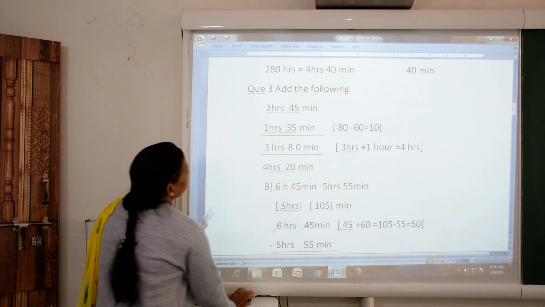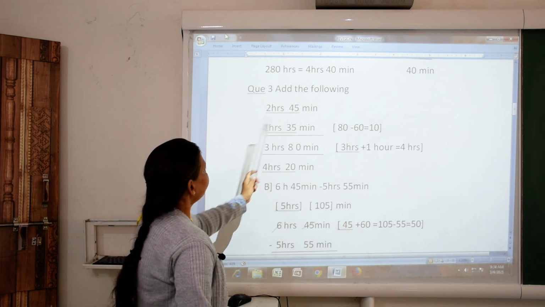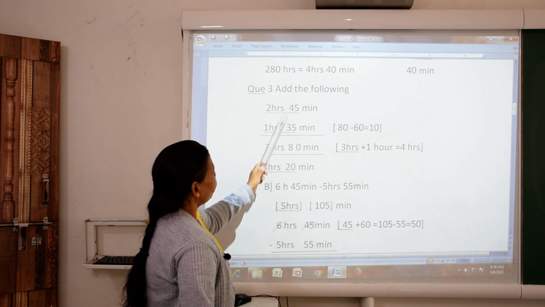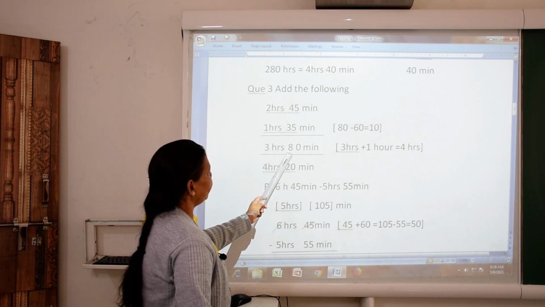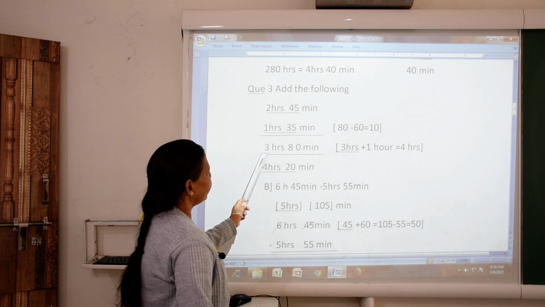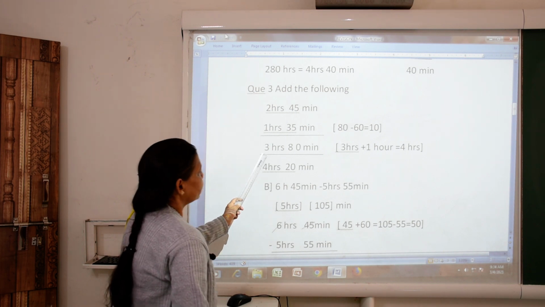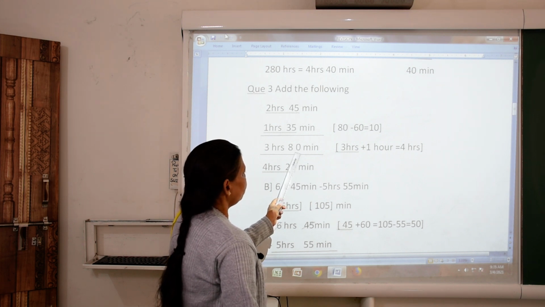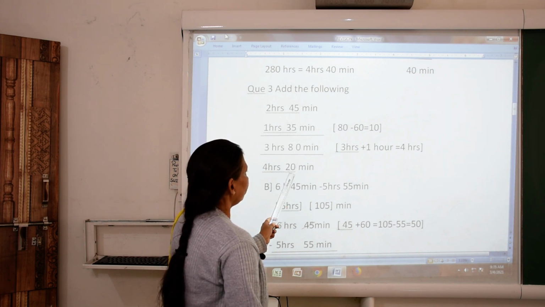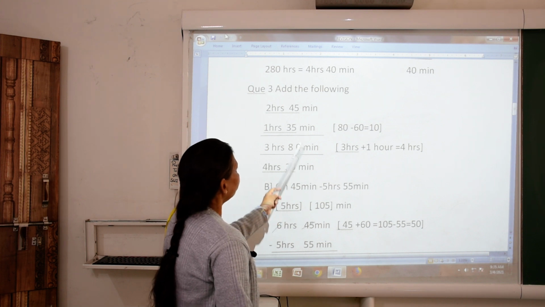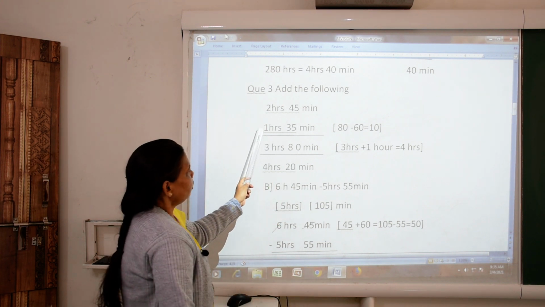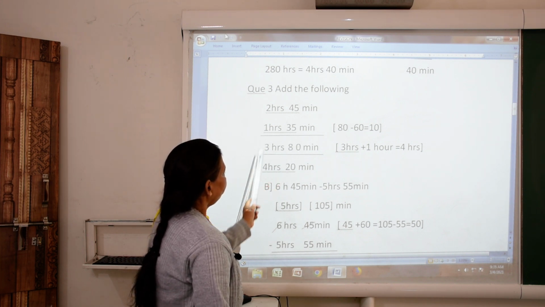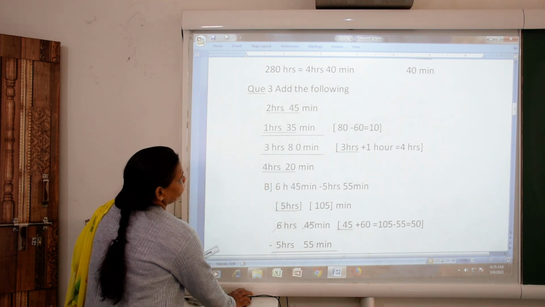Here you can see again, children, 2 hours 45 minutes and 1 hour 35 minutes. You have to add this. When you add 45 and 35, you will get 80, and 2 plus 1 you will get 3 hours. There are only 60 minutes in an hour, so you subtract 60 from 80 and get 20 minutes, and give the 1 hour to the hours. So this is 4 hours 20 minutes.